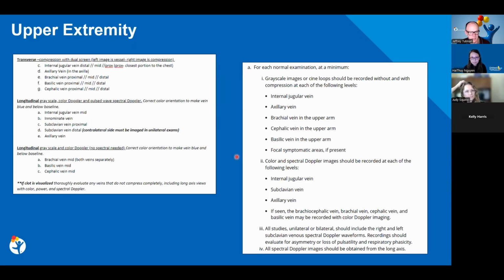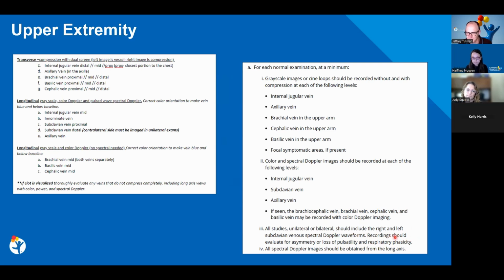And then as far as the upper extremity, it's the same thing; we mostly followed the recommendations. This was interesting: they recommend compression everywhere, but for the color and spectral, they say the brachiocephalic and basilic may be recorded with color Doppler imaging. We didn't end up including some of these, again because those vessels can be small and can be better depicted with color sometimes than with compression. And for the upper extremity, they recommend including the right and left subclavian, but again, I'm not sure I've gotten a whole lot of value out of that.